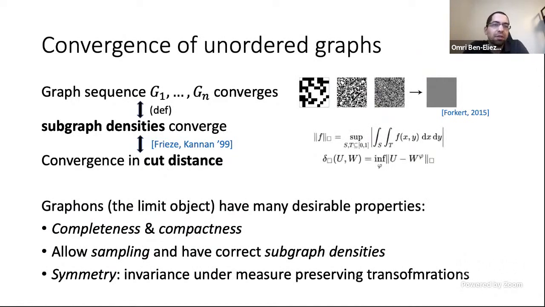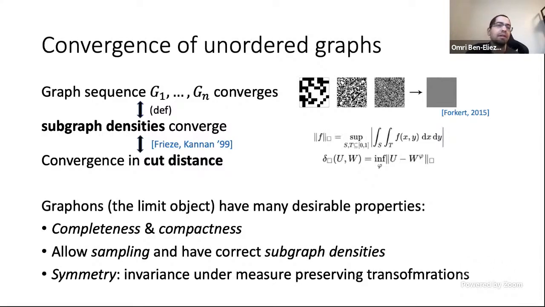A sequence of unordered graphs is considered convergent if the density of any finite substructure converges among graphs in the sequence. For example, a sequence of Erdos-Renyi random graphs, G(n, 1/2), converges with probability 1, because the subgraph densities converge with probability 1. An equivalent and more useful notion of convergence is via the cut distance for graphs, which is defined here on the right.